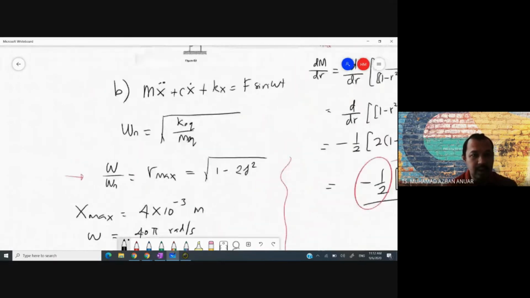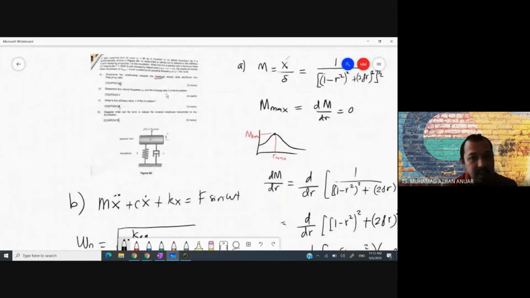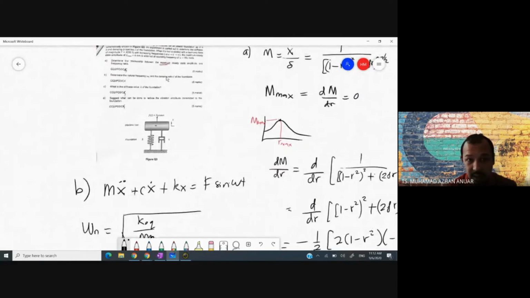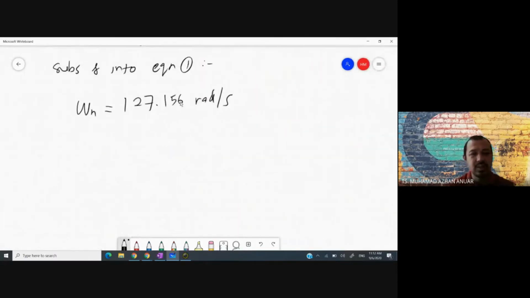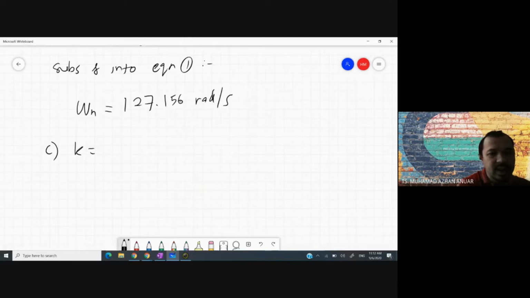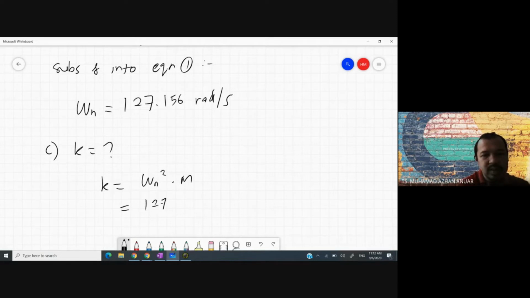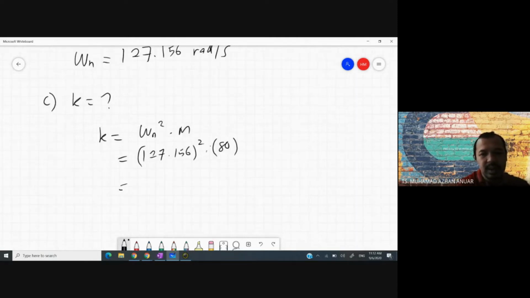So question number 2, determine the natural frequency and the damping ratio. We determine the natural frequency and we determine the damping ratio. So we solve question 2. And question 3, what is the stiffness value K of the foundation. This one is very straightforward. What is K? Since K is equal to omega n square multiplied by m, we should get 127 square times 80 kilogram.